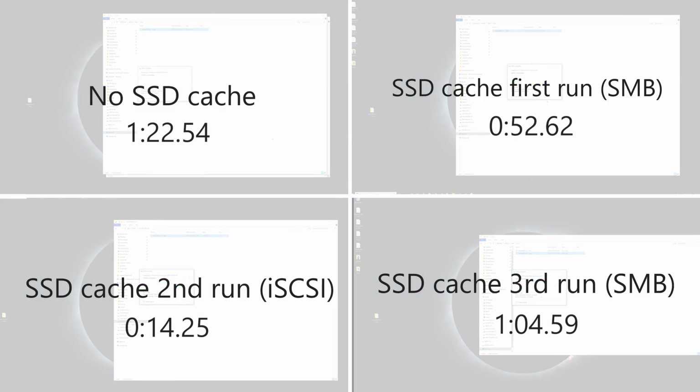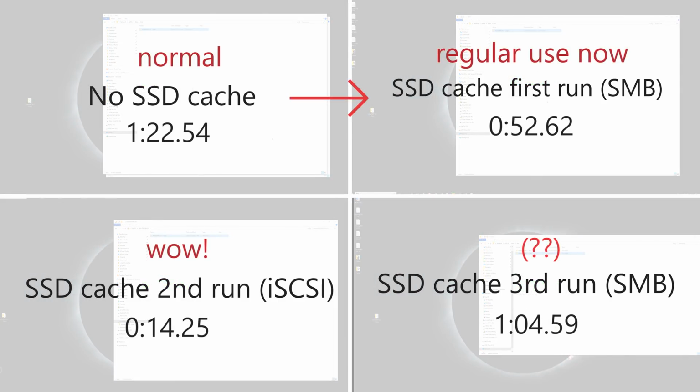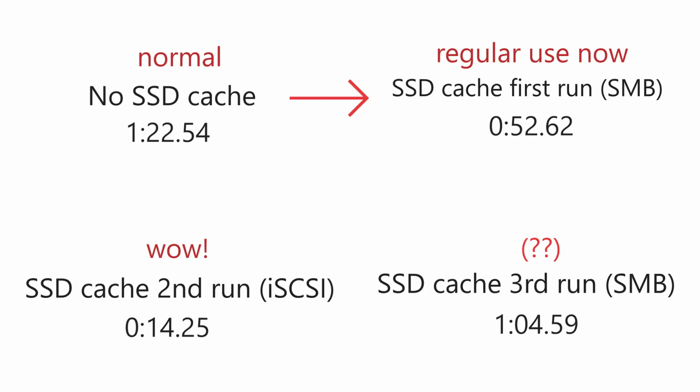So first of all, if you have a look, without SSD, it's almost 1 minute and 23 seconds. And when you use SSD cache, it'll drop to 52 seconds, which is about 30 seconds decrease in time, which is fantastic. Second run I ran on SSD cache was with iSCSI, and that dropped to an amazing 14 seconds because it was already in the cache. I thought it was a pretty phenomenal time.